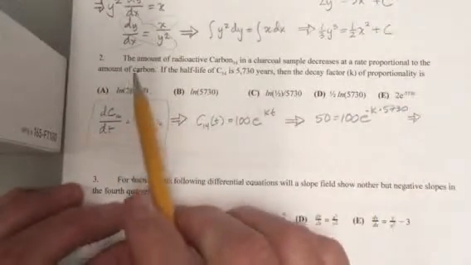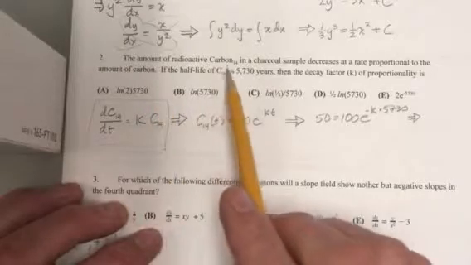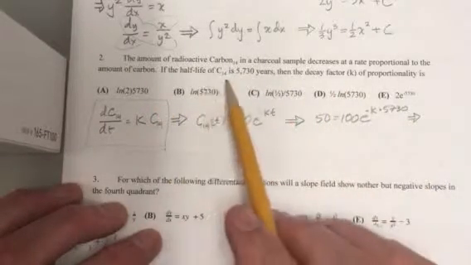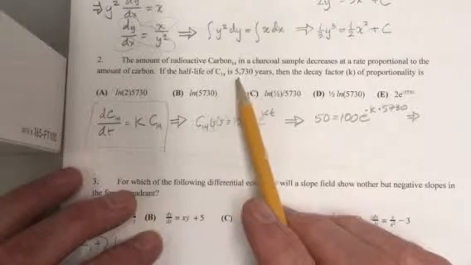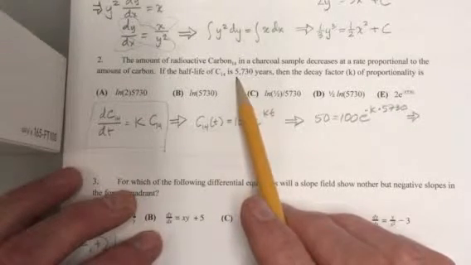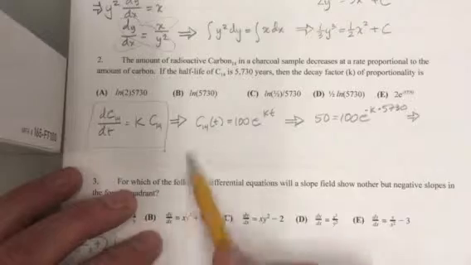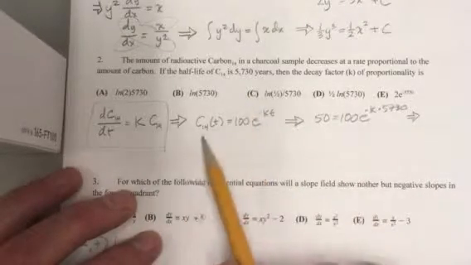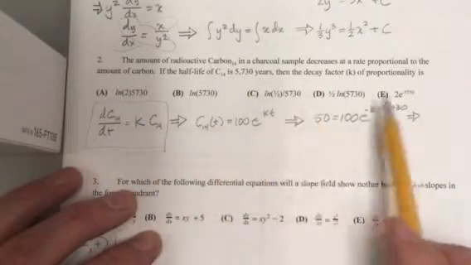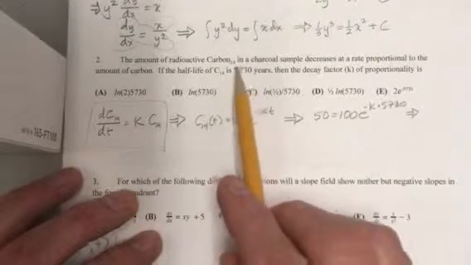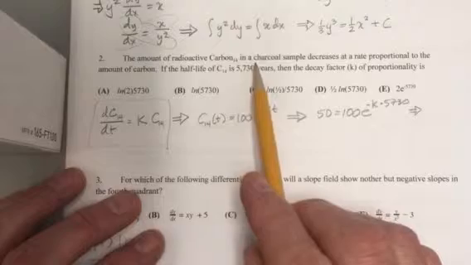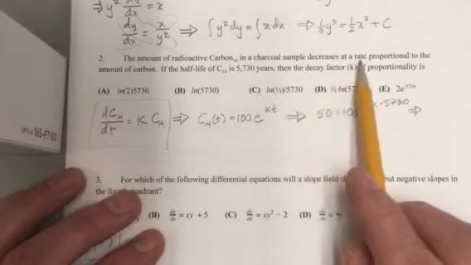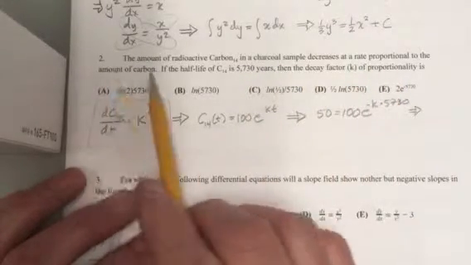Number 2, the amount of radioactive carbon in a charcoal sample. This is how they date shipwrecks and things like that with carbon-14 dating. The half-life of carbon-14 is about 5,700 years. So we're going to use that fact to solve for k and come up with that constant, okay? The original setup tells you what this type of problem is when it says that the sample decreases at a rate proportional to the amount of carbon.